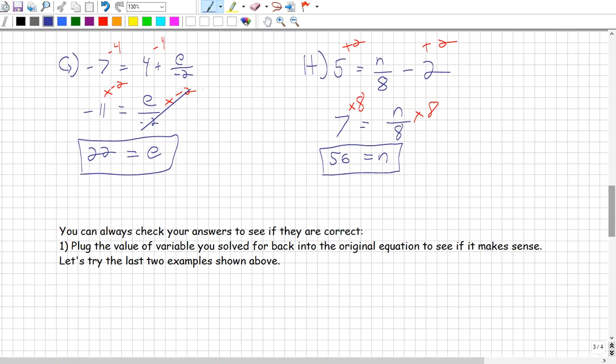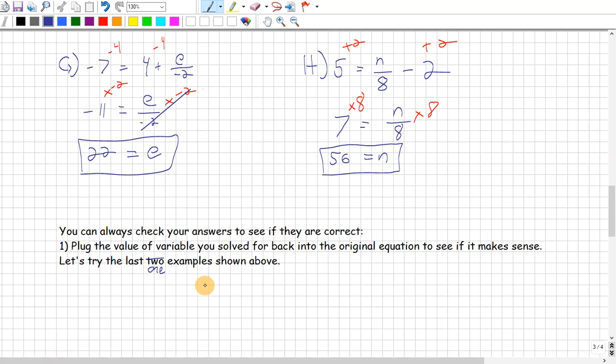You can always check your answers to see if they are correct, and they will ask you in the book. Check. So solve and check. Let's try the last example, because we've done these before. So I'm going to use part H.